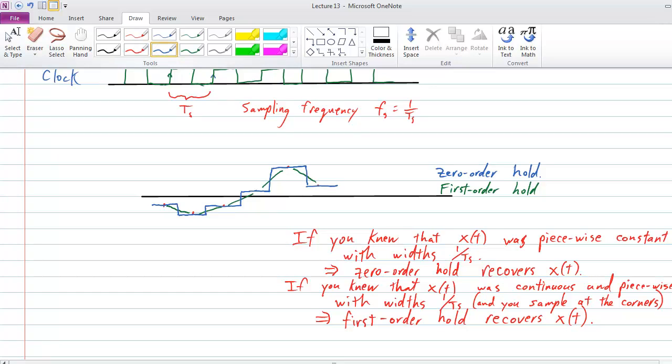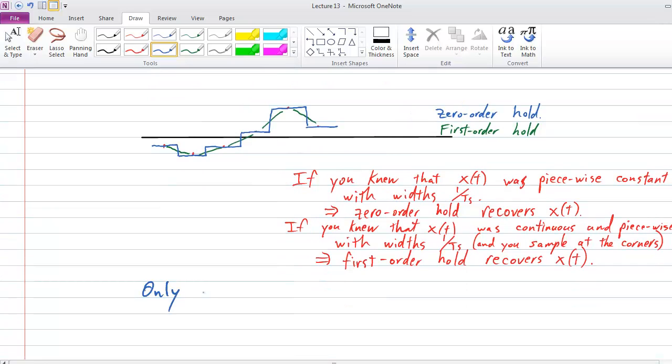So I'm going to write here: only possible to recover x of t with assumptions. However, we're going to find that there's a natural assumption that we'll be very willing to make that allows us to recover many signals. Okay.